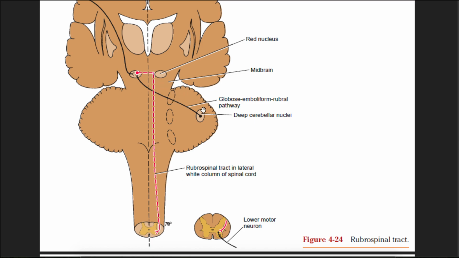Rubrospinal will emerge from the red nucleus which is in the midbrain. Immediately after emerging from the red nucleus, these fibers cross to the opposite side and they descend as rubrospinal tract. And this also has to do with motor activity.